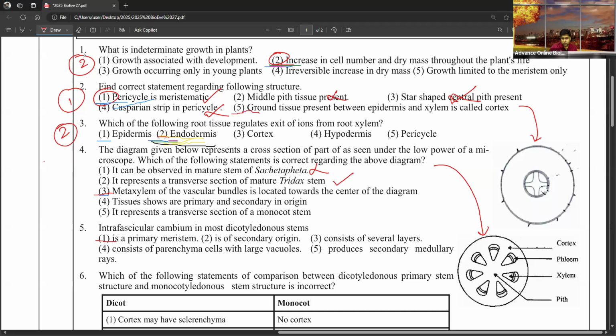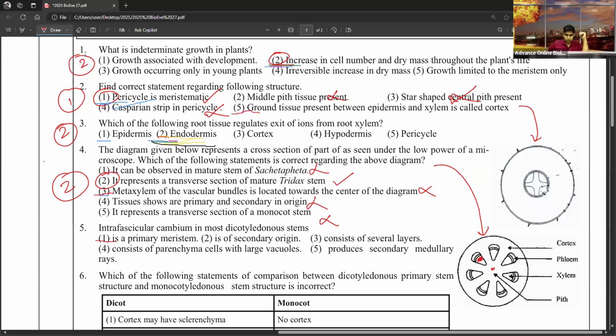Metaxylem in the transverse section and the vascular bundle located towards the center of the diagram: wrong. Metaxylem is towards the outside. Protoxylem is the early form of xylem, towards the center. Tissues are primary and secondary in origin? No, all primary. So we have the answer now: second. You've gone wrong there. Second is the answer.